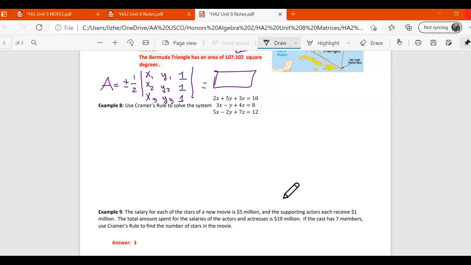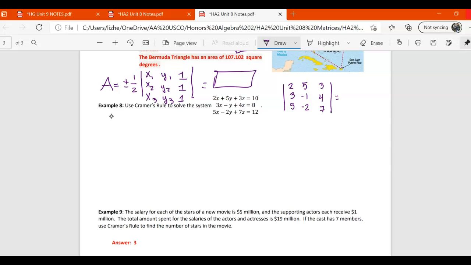Okay, so now here's 8. This is now a system of equations. We are going to use Cramer's rule to solve it. So the first thing we want to do is, and you should have your calculators out. I cannot show you my calculator right now, but I don't actually have the answer key to this, so we are going to be working on this together. So first do the coefficient matrix. So I have a 2, a 3, and a 5 for my x's, a 5, a -1, a -2 for my y's, and a 3, a 4, and a 7 for my z's.